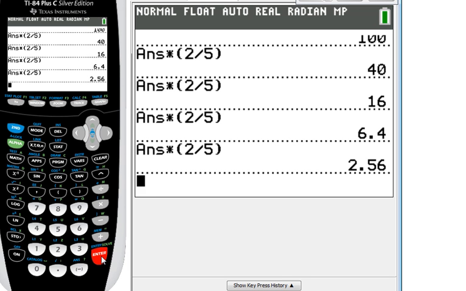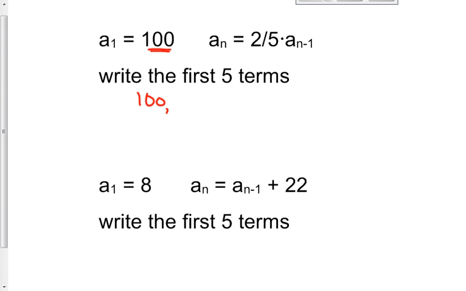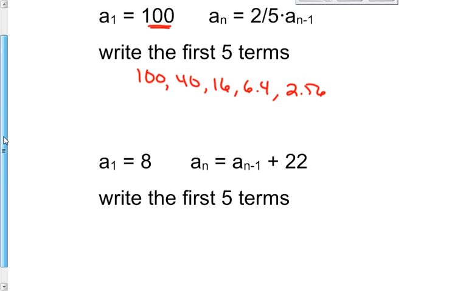100, 40, 16, 6.4, 2.56. Let me pull back my screen. We had 100, 40, 16, 6.4, 2.56. Those are the first 5 terms. Let's try that again with this one.